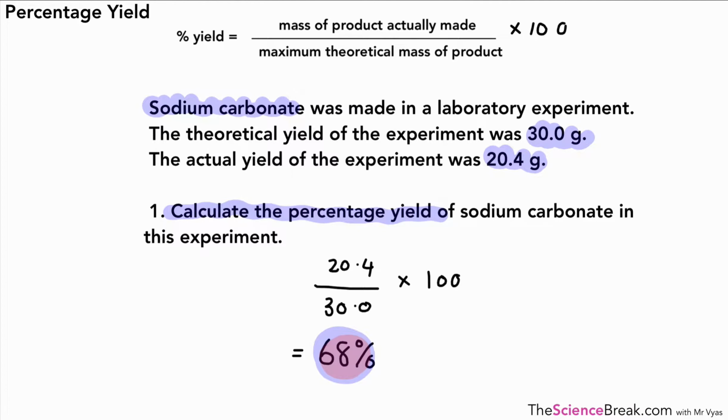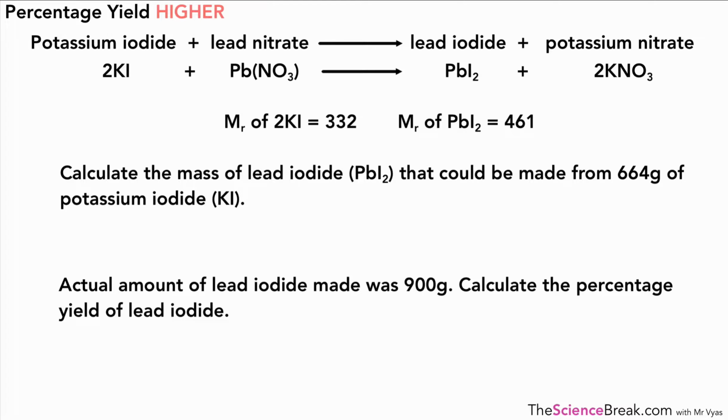Now we can look at a slightly trickier example. So this would be for the higher tier because we're going to calculate the actual expected amounts from this reaction. So we have a reaction that's potassium iodide plus lead nitrate makes lead iodide and potassium nitrate. Looks all very confusing, but if we just break it down, it'd be nice and straightforward, hopefully.